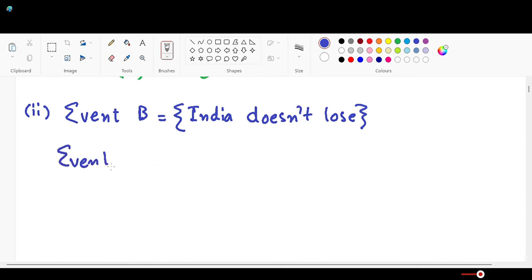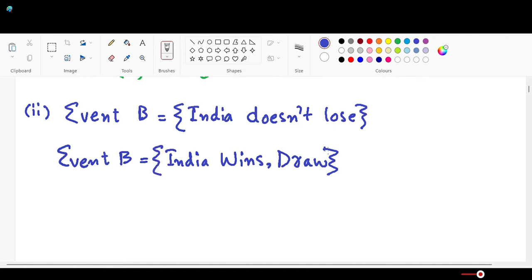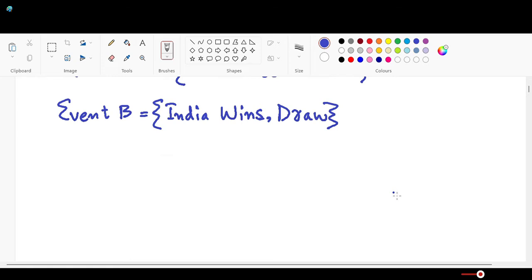Event B is equal to India wins or it's a draw. Because if you think about it, since India didn't lose, either it had a draw, it didn't say Pakistan won just because India didn't lose. So either it could be a draw or India might have won. So there are two possibilities when we say India didn't lose. In that case, the number of elements in B is going to be 2.